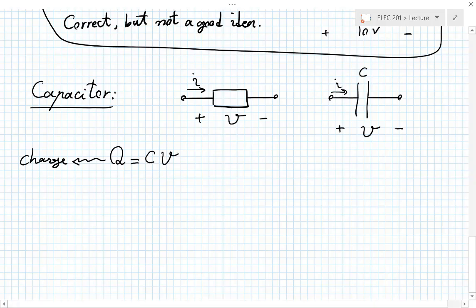Does this look familiar? Q equals CV for a capacitor? That's in fact the basic definition of the value of capacitance, C. The amount of charge that you put on the plates is proportional to the voltage developed between the two plates. Or you could say, the voltage that you apply to a capacitor will lead to a proportional amount of charge on its plates.